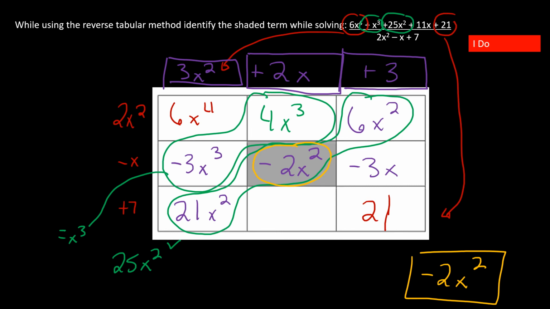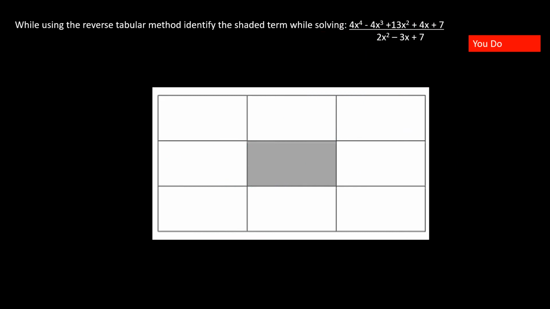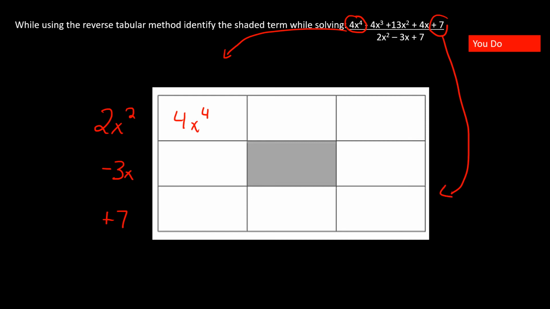So on the next problem, you have the exact same thing, just different values. I will get you set up on this, but then you guys will do the rest. We're dividing by that 2x squared minus 3x plus 7. Your first term here, that 4x to the fourth, will go in here, 4x to the fourth. And your last term, the 7, goes down here.